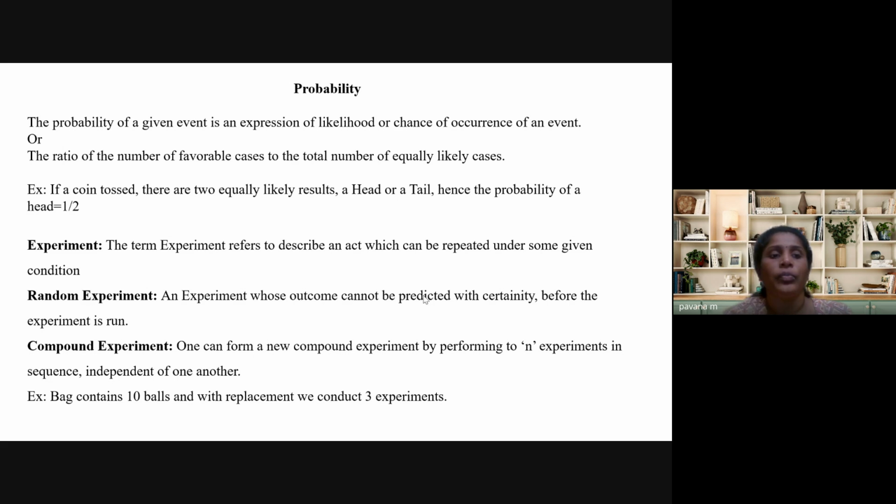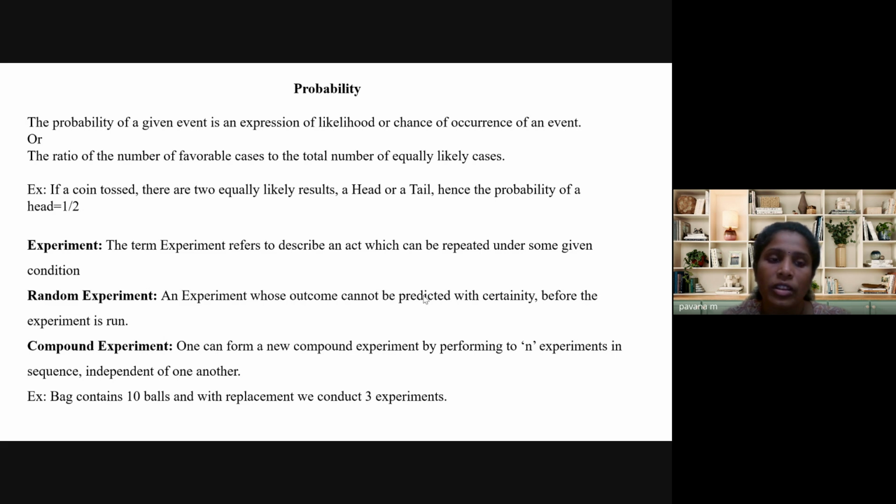Another definition of probability is the ratio of the number of favorable cases to the number of equally likely cases. When you do an experiment, you have to know what the favorable cases are in that experiment and how many times you are doing it. If you take the ratio, you get the probability. That is called the ratio of the number of favorable cases to the total number of equally likely cases.